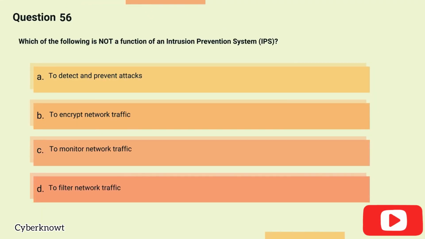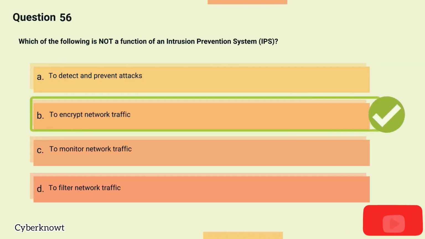Question 56. Which of the following is NOT a function of an intrusion prevention system, IPS? Option A. To detect and prevent attacks. Option B. To encrypt network traffic. Option C. To monitor network traffic. Option D. To filter network traffic. The correct answer is option B.